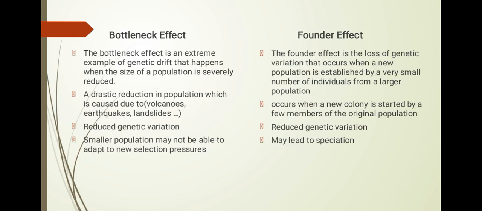Bottleneck effect. The bottleneck effect is the extreme example of genetic drift that happens when the size of a population is severely reduced. A drastic reduction in population, caused by volcanoes, earthquakes, or landslides, reduces genetic variation. A smaller population may not be able to adapt to new selection pressure.